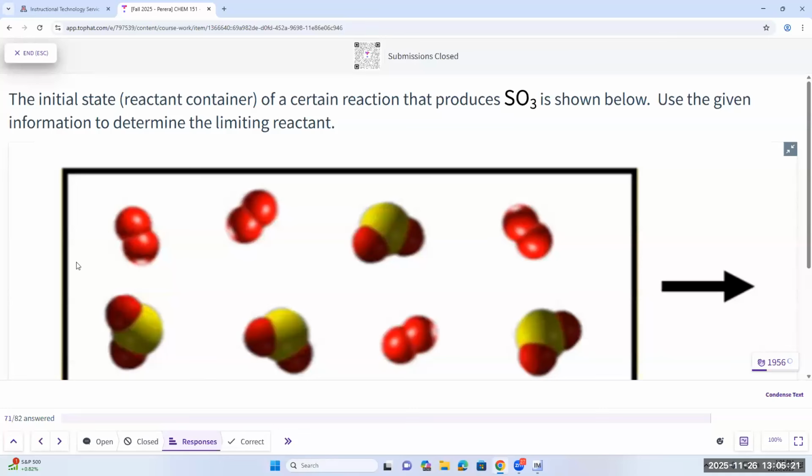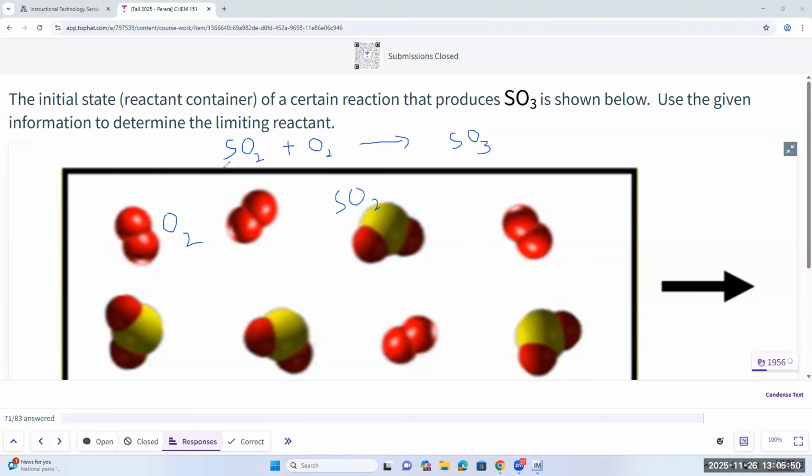Okay. So when it comes to balancing, you're already given the reactants and the products. So reactants are O2 and SO2, and they react to produce SO3, right? So that information is given. You don't have to know what products we are getting from certain reactants. That will be given to you. Okay. So here are my reactants. Here are my products. All I do is count the atoms.